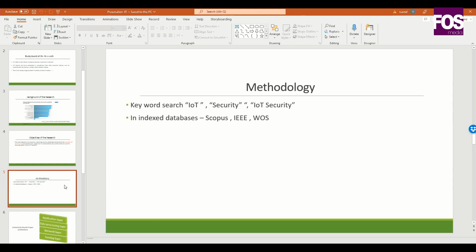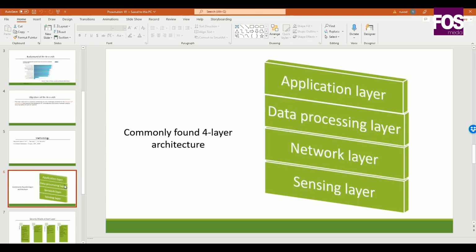The methodology we followed is like this. We performed a keyword search using IoT security, and we found the papers in index databases like Scopus, IEEE and Web of Science.